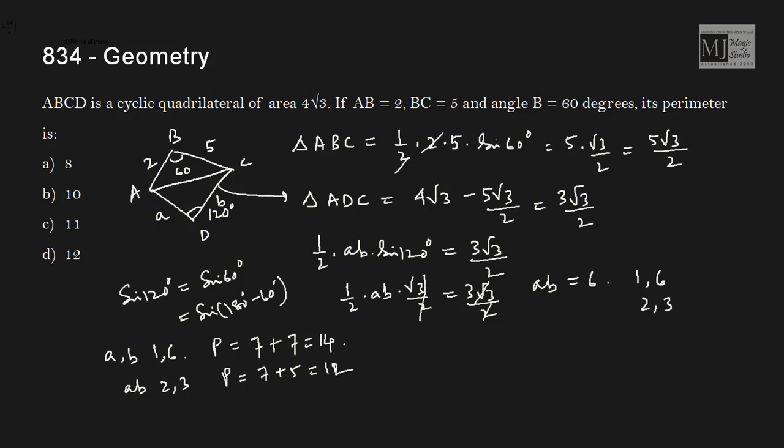Now out of these two, only one would be there in the option. So 12 is there in the option. The perimeter of this cyclic quadrilateral is 12 units.